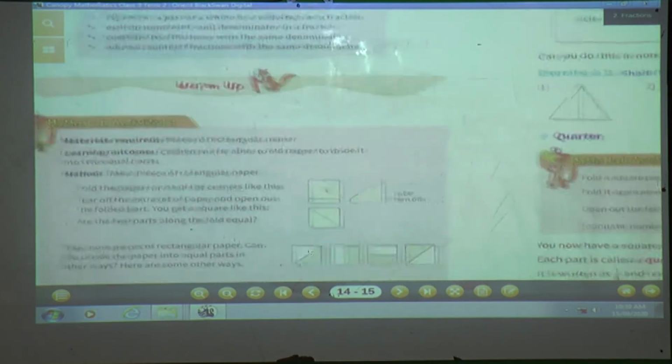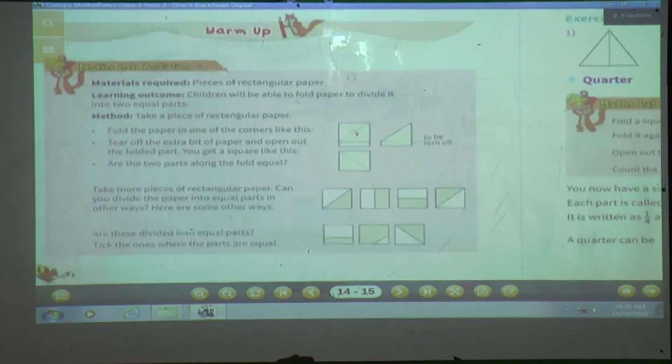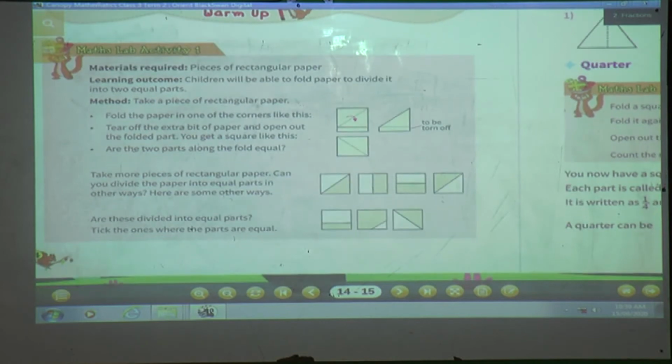Okay. Now here we do one activity. Look at the board here. What activity do you have to do? I will show you how to do this activity, and after that you have to do this activity at home. See, what material is required? We require one piece of rectangular paper. Then what do you have to do? Take a piece of rectangular paper and fold the paper at one of the corners like this.